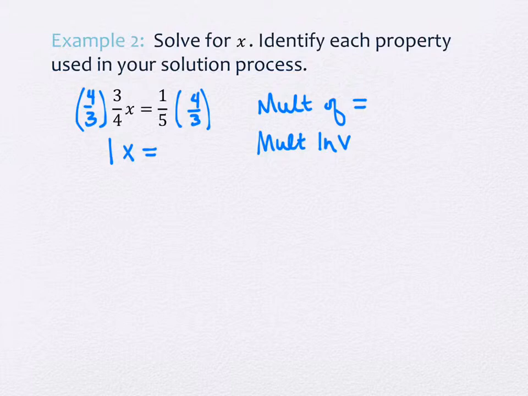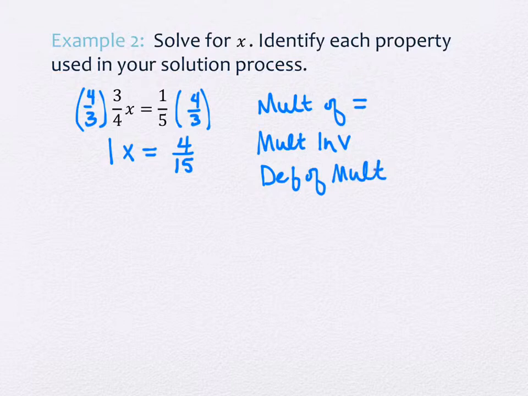Then we have to simplify the right-hand side. What do we get when we multiply 1/5 times 4/3? 4/15. The ability to do just that was actually a definition. That's just the definition of multiplication, which is what we had on the very first slide of the day.